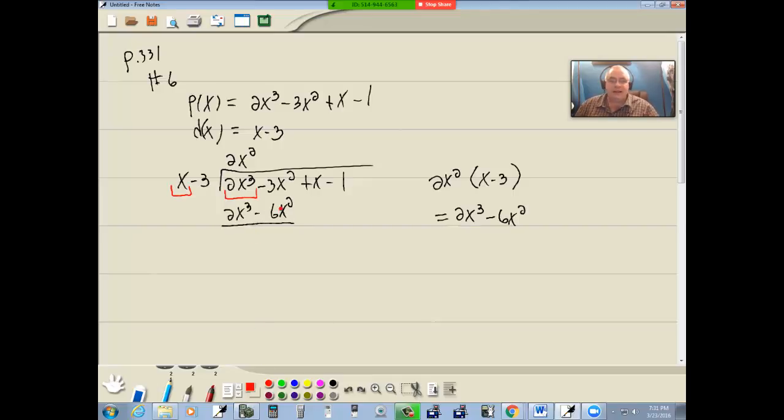Now we're going to subtract that line, which means we flip signs. So this one becomes negative, this one becomes positive. 2x to the third minus 2x to the third drops away. Negative 3x squared plus 6x squared gives us 3x squared. And then I bring everything else down.